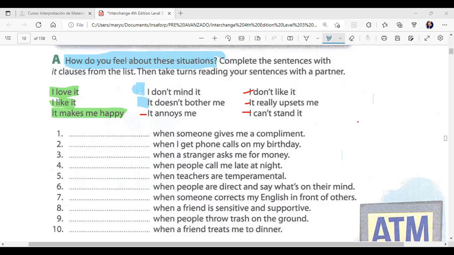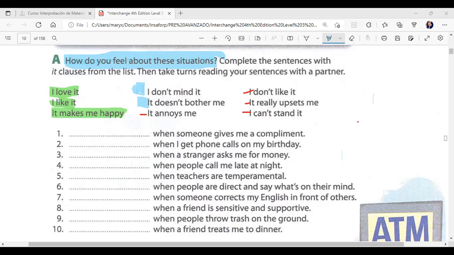Excellent. Adriana, number two. I like it when I get phone calls on my birthday. Very well, thank you so much. As long as they are not work phone calls, right? Let's see here, Gracina. Number three, I don't like it when a stranger asks me for money. Yeah, it really upsets me, actually. Very good, Gracina. Excellent job.